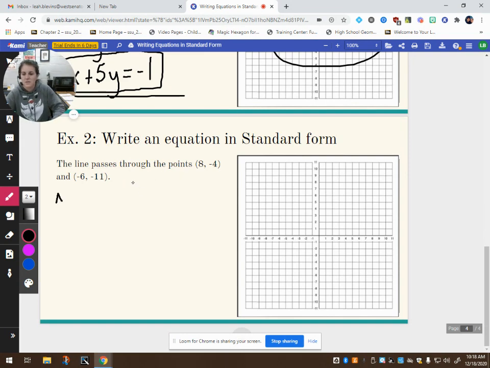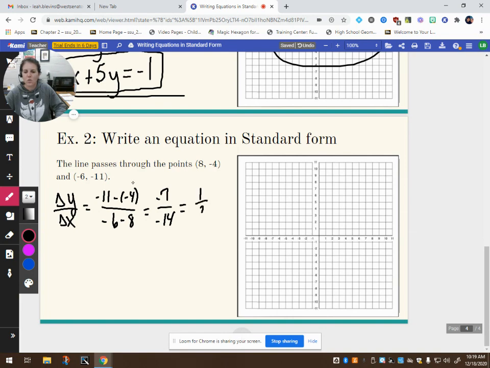Remember, slope is what? Hopefully everyone said change in y over change in x. It's negative y minus the negative 4 over negative 6 minus 8. So if I add 4, I have 7? 8, 9, 10, 11, yes. Negative 7 over negative 14. Ooh, a negative over negative is going to be a positive. I know that 7 is half of 14, so this is 1/2. So my slope is 1/2.